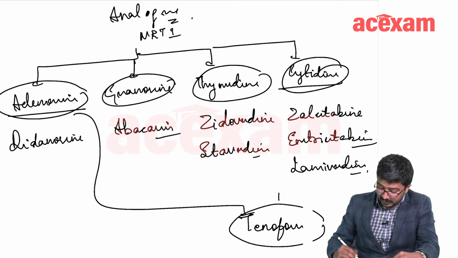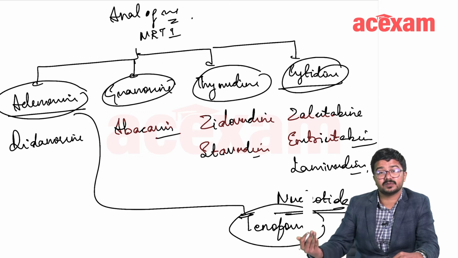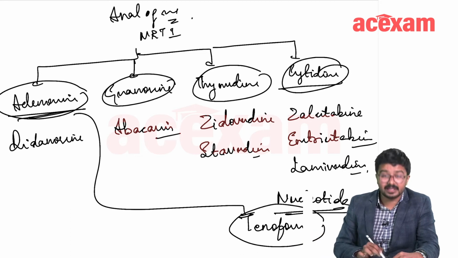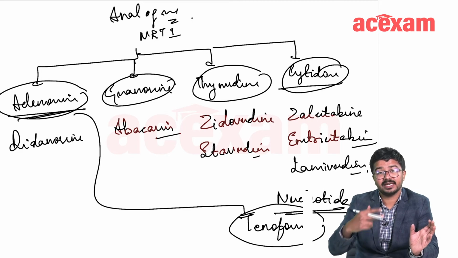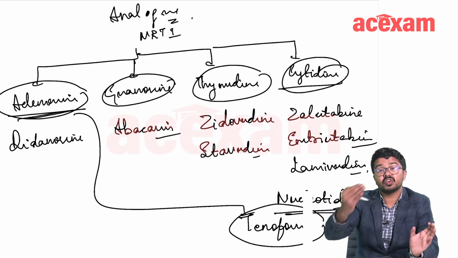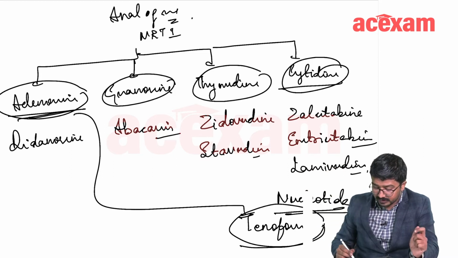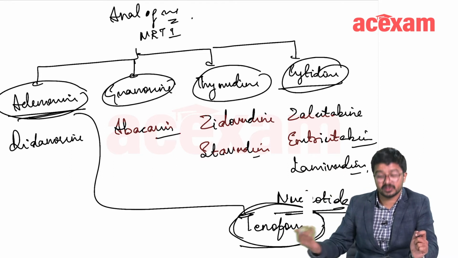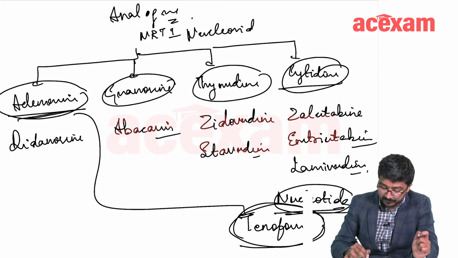Why? Because it's a nucleotide. It's not a nucleoside. It already contains phosphate. What is adenosine? It is adenine with base, sugar and phosphate, but it still requires more phosphate for its activation, for its effect to take place. Whereas tenofovir already contains the phosphate. So that's why it's a nucleotide, whereas all these others are nucleosides.